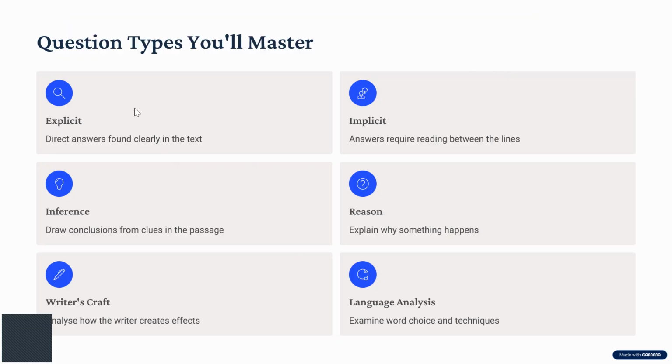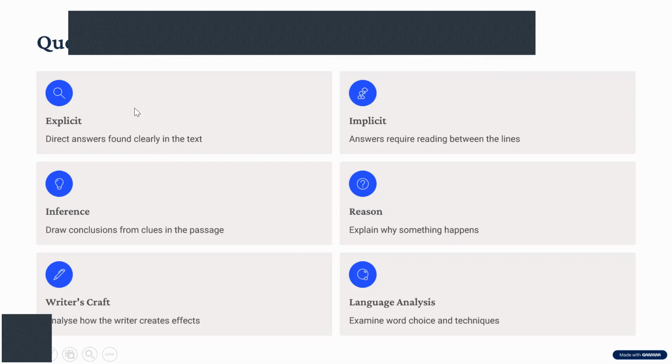The very first question type that we will be working on is explicits. I answer directly from the passage. There is nothing you will have to do. All you have to do is to locate the relevant information and then copy it and paste it in the area given for your answer. We will see how it is done.